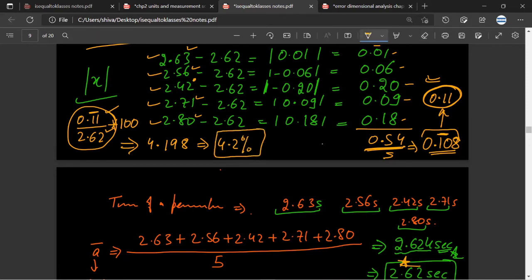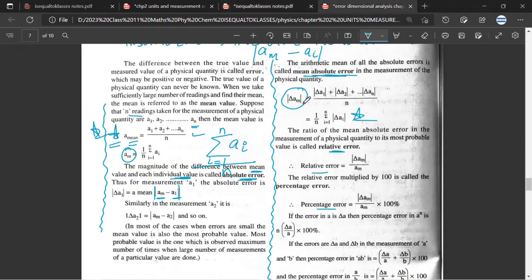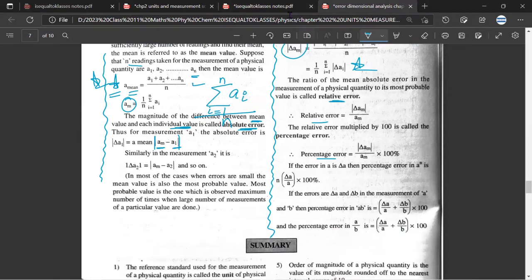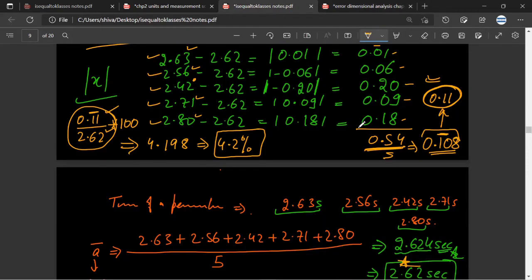Ms. Avantika, are we clear? Yeah. So 4.2%. 4.2% is the percentage error that I have. And if I want to present this data, I will present it in the form of 2.62 plus minus 4.2%. Ms. Avantika, is it making sense or not?